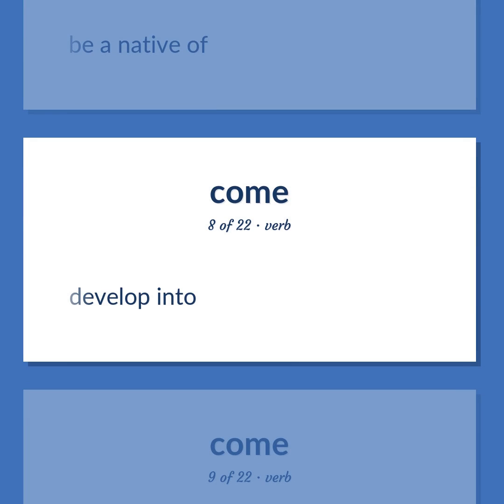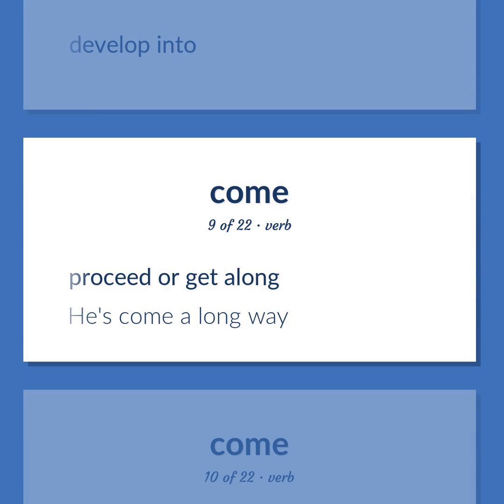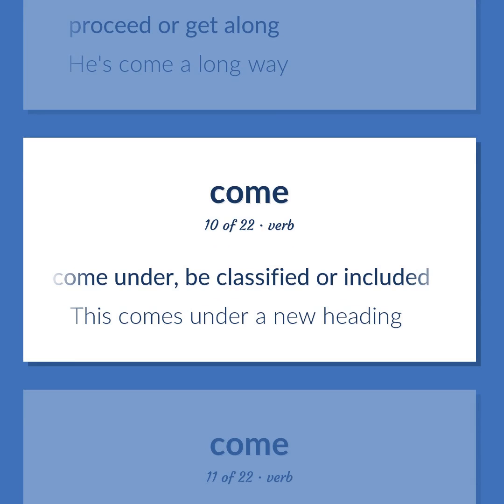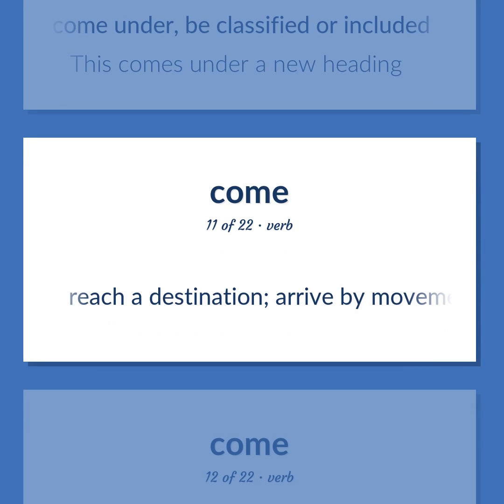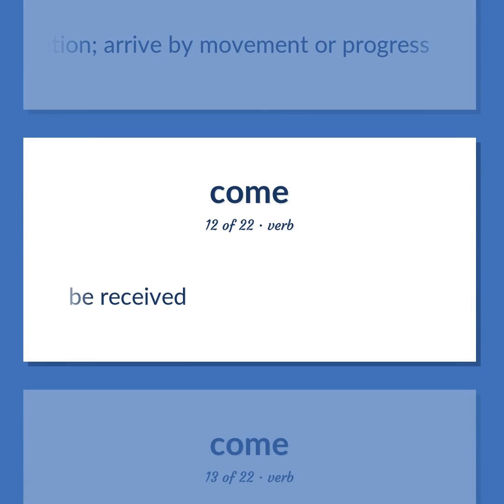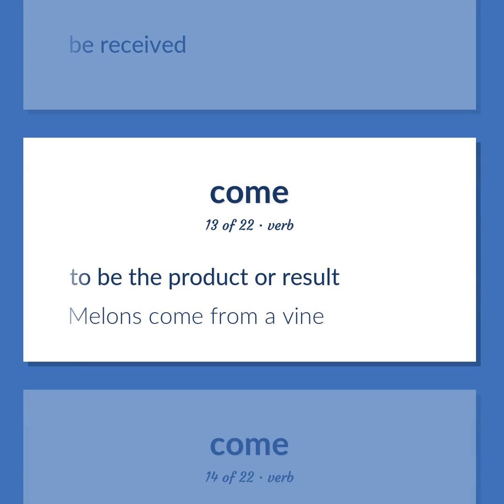Develop into. Proceed or get along. He's come a long way. Come under, be classified or included. This comes under a new heading. Reach a destination. Arrive by movement or progress. Be received. To be the product or result. Melons come from a vine.